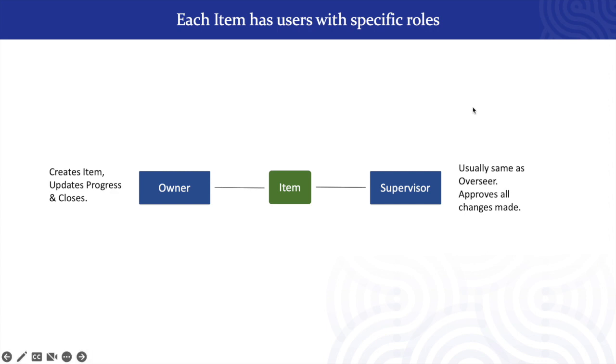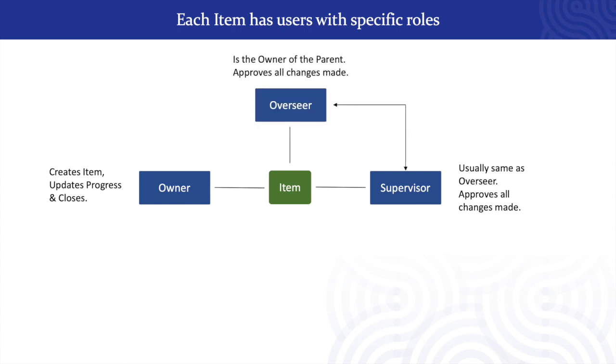Now, for matrix structures and for certain other reasons, there is another level of oversight provided by a person called an overseer. In most cases, you would see the supervisor and overseer would be the same person. In certain cases, they would be different, and the reason for that is the overseer is actually the owner of the item which is a parent of the item here in the pyramid. So there is an owner, and there is a supervisor and an overseer who provide the oversight. In most cases, they would be the same.